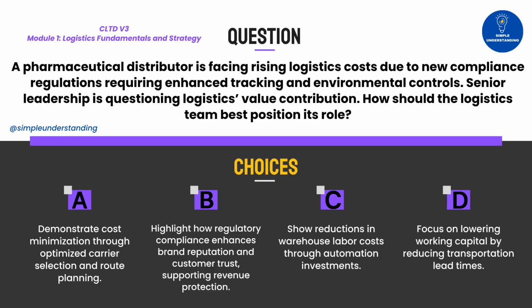How should the logistics team best position its role? A. Demonstrate cost minimization through optimized carrier selection and route planning. B. Highlight how regulatory compliance enhances brand reputation and customer trust, supporting revenue protection. C. Show reductions in warehouse labor costs through automation investments. D. Focus on lowering working capital by reducing transportation lead times.